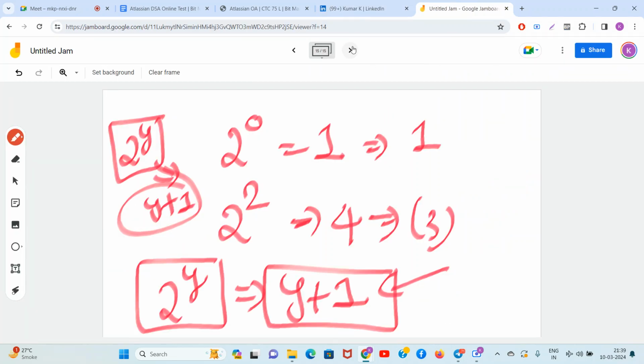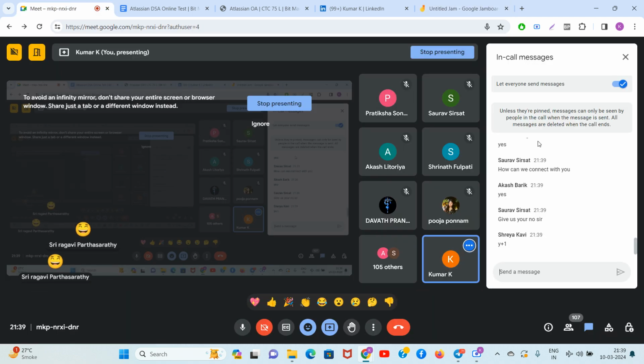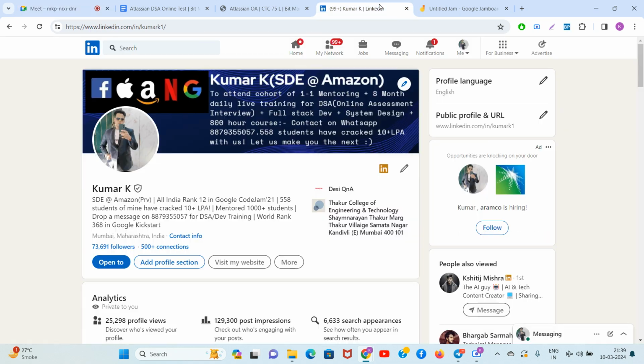Anyways, guys, now I'm telling you a final question. Please tell me the answer. 2 raised to y. How many places will it take to represent a number 2 raised to y? Y plus 1, y plus 1, y plus 1.